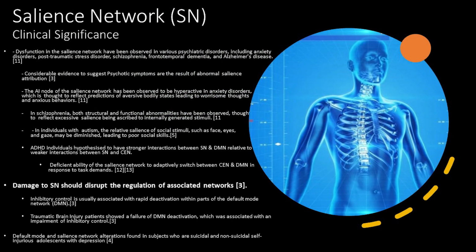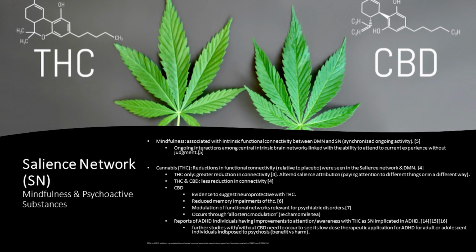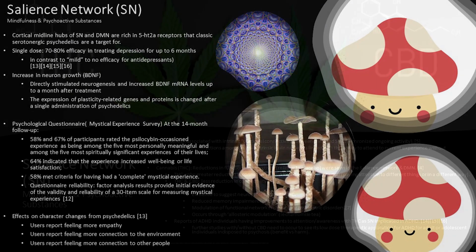So from the slide before, we saw that ADHD individuals had stronger interactions between the Salience network and the DMN and weaker interactions between the Salience network and the CEN. So with THC, there were actually improvements to attention and awareness in individuals with ADHD, and that result is kind of counterintuitive considering that ADHD individuals have stronger interactions in the Salience network and the DMN. So that could be a potential future research project, as well as seeing whether overall THC in combination with CBD could be used as a drug for curbing attentional deficits, even despite some evidence to suggest that it does have a detrimental effect on memory and to some degree intelligence long term. Now time for psychedelics.